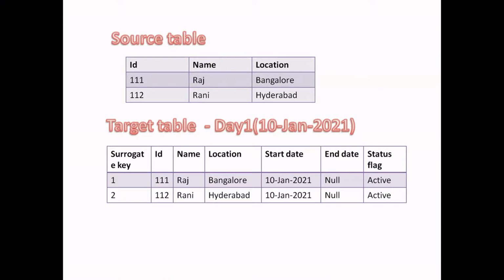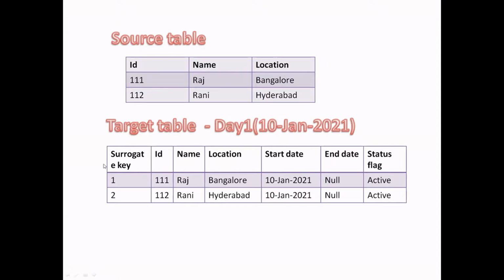This is my source table, which contains an ID, a name, and a location. I have given two records, 111 and 112, with their name and location. I'm trying to insert these records into my target table. The target table contains four more extra columns. Along with ID, name, and location, you will have one more column called surrogate key, plus start date, end date, and a status flag.